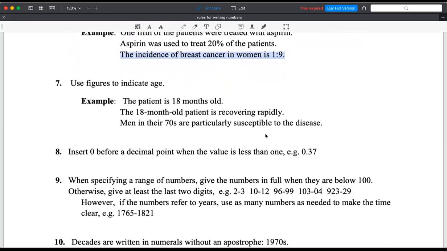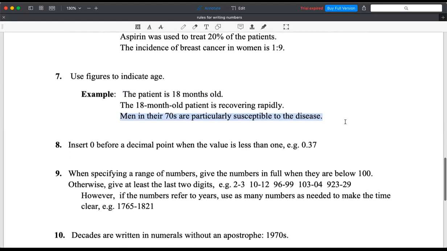Rule number 7: we use figures to indicate age. For example, the patient is 18 months old, or the 18-month-old. If you see the hyphen, this is definitely an adjective, and you look for a noun after that. Adjectives will take hyphens. That's why numbers can be considered adjectives before the noun, like 29 patients, or an 18-month-old patient. Men in their 70s are particularly susceptible to the disease, and so on.